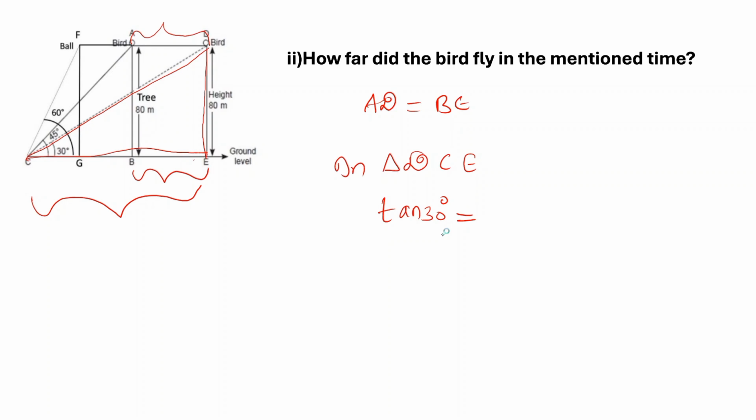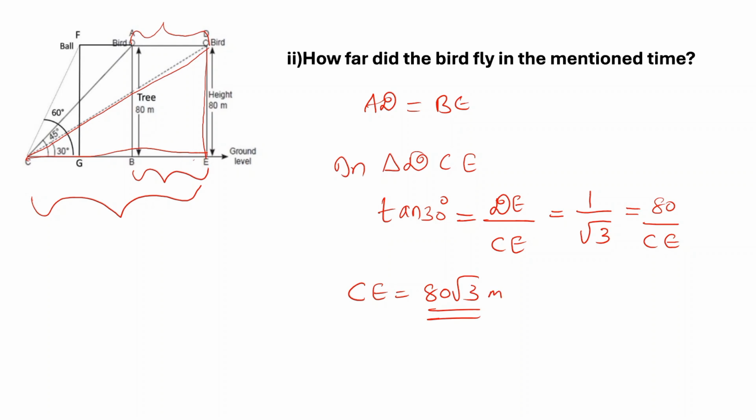Tan 30 is opposite side DE divided by CE, and tan 30's value is 1 by root 3. So what is DE? It is 80 meter. So I can write 80 divided by CE is 1 by root 3. What is CE? 80 times root 3. Okay, CE is 80 times root 3 meter.